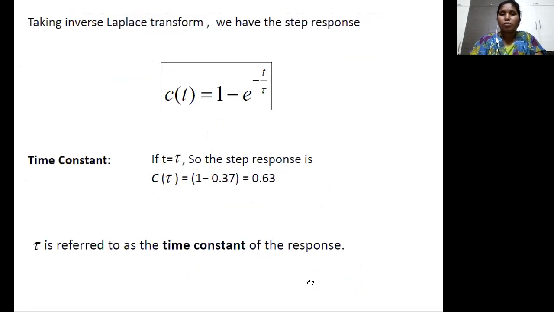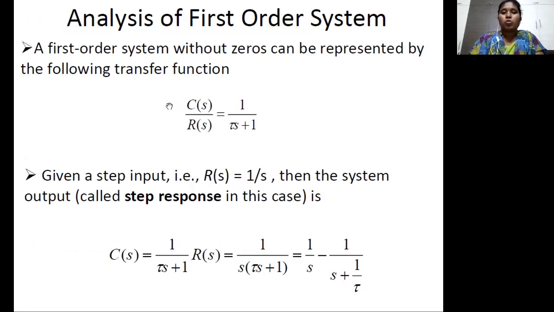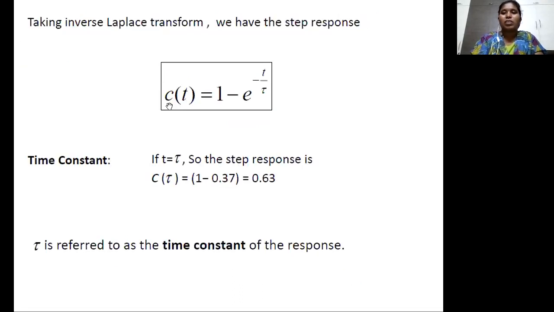So here what I am writing finally is C of t is equal to 1 minus e power minus t by tau. So this is the final response of the system. This is the total response of the system which is obtained by using a first order control system. That means we are doing the analysis of a first order system. From that we obtain the total response C of t is equal to 1 minus e power minus t by tau, where tau is called the time constant of the system.